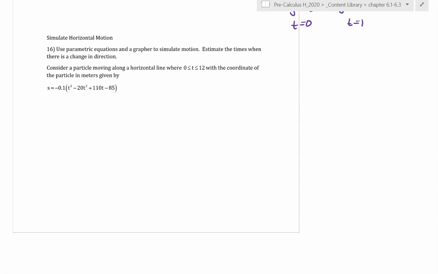Hi, Pre-Calculus Honors. So this is the last question to Notes 6.3, Day 1. Again, we'll do this last example here.